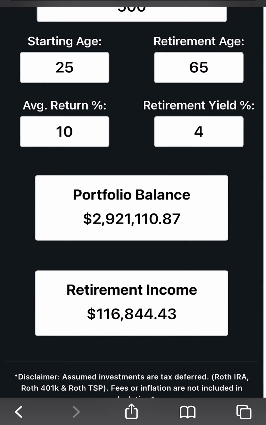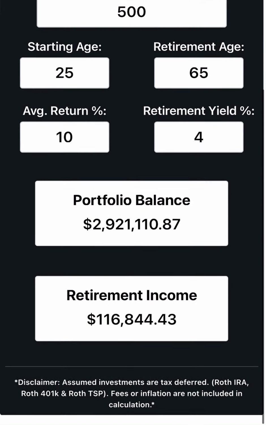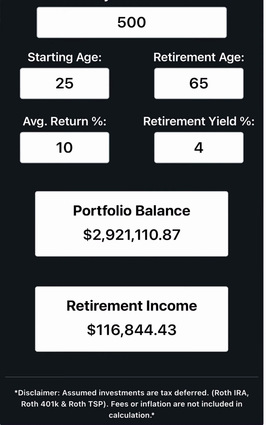But as you can see here, let's just say the 4% rule, contributing $500 a month from 25 to 65, you're going to be just shy of $3 million. So pretty good amount of money right there.